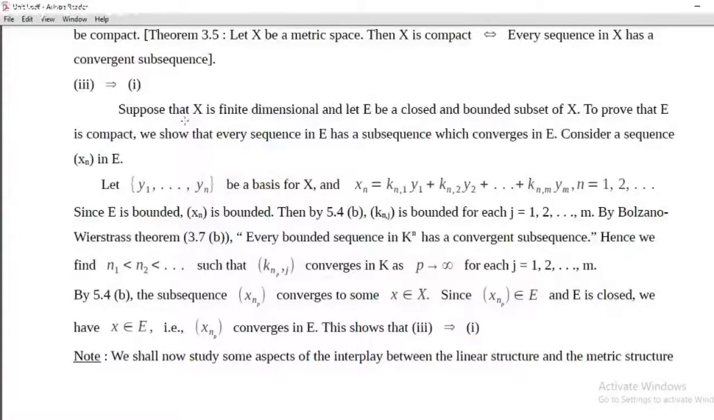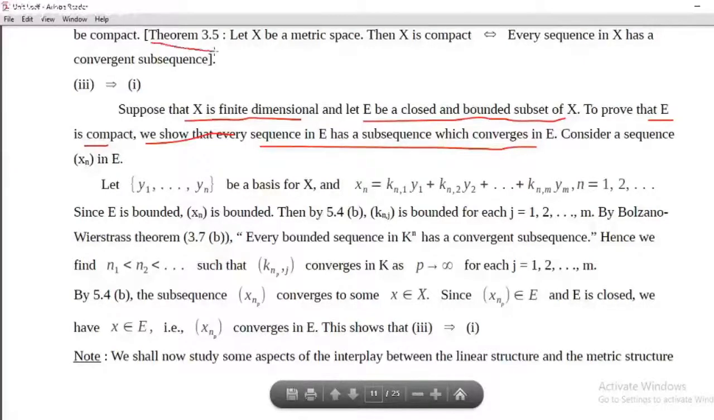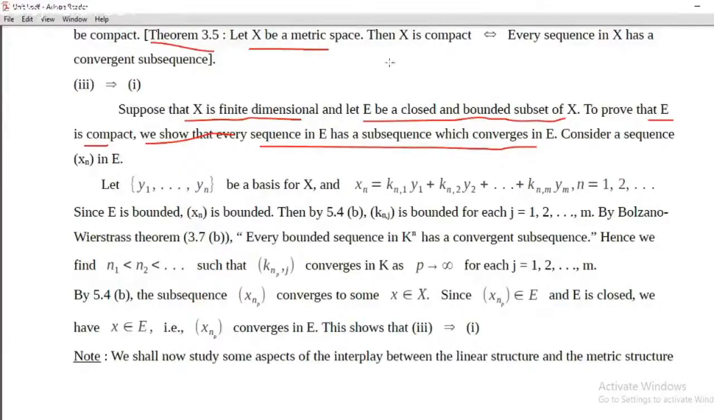For this, suppose that X is finite dimensional and let E be a closed and bounded subset of X. Then we want to show that this E is compact. Here we show that every sequence in E has a subsequence which converges in E, because by Theorem 3.5: let X be a metric space, then X is compact if and only if every sequence in X has a convergent subsequence.